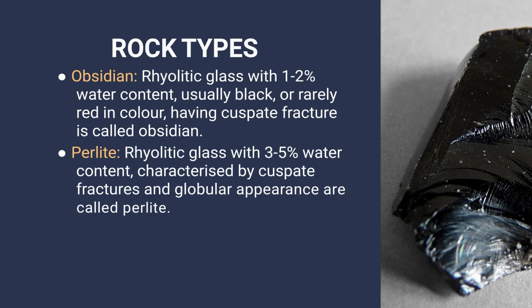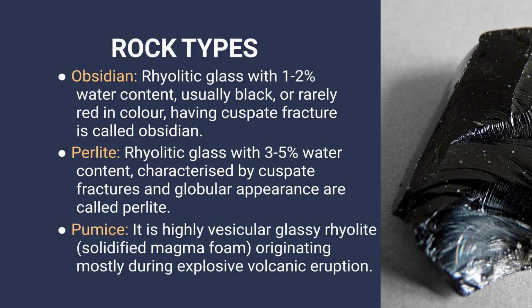We have the other variety which is perlite. This is also a rhyolitic glass, but the water content is a little higher than the obsidian, 3 to 5% is the water content. This is also marked by cuspate fractures and globular appearance and is called pearlite. Then we have the pumice. It is the highly vesicular glassy rhyolite, solidified magma foam basically, and this originates mostly during explosive volcanic eruption. Rhyolitic magmas are known to have a high viscosity, as a result of which whenever there is a rhyolitic volcanism, it is usually very explosive type of volcanism.